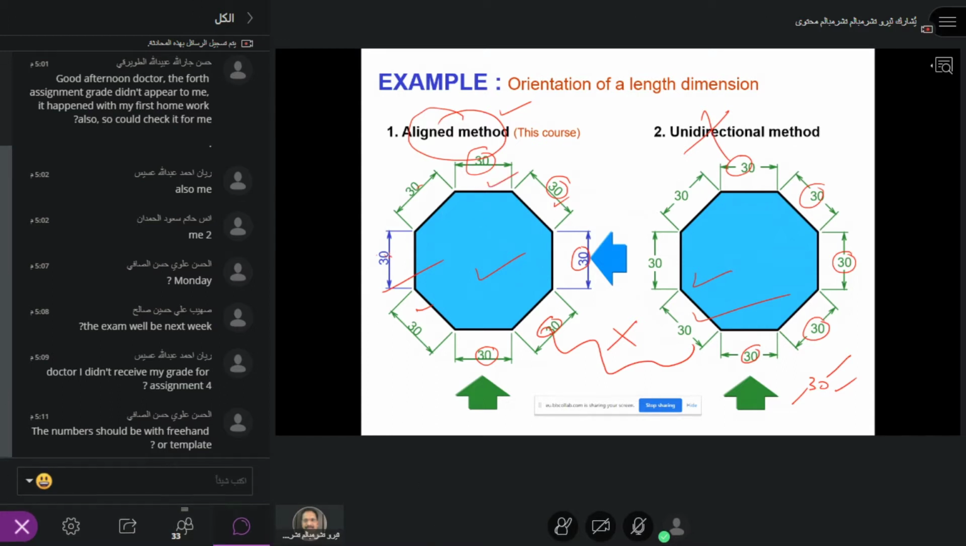You should be very careful whenever you write the vertical dimensions. The dimension number should always be in the direction of the dimension line, always vertical. If you use the unidirectional method throughout the drawing, then it should always be horizontal. In the aligned method it's always along the line, vertical for vertical dimensions. That's the difference. This is the aligned method. This is the unidirectional method.